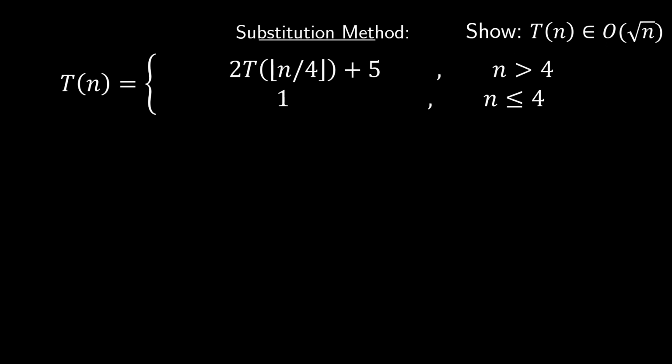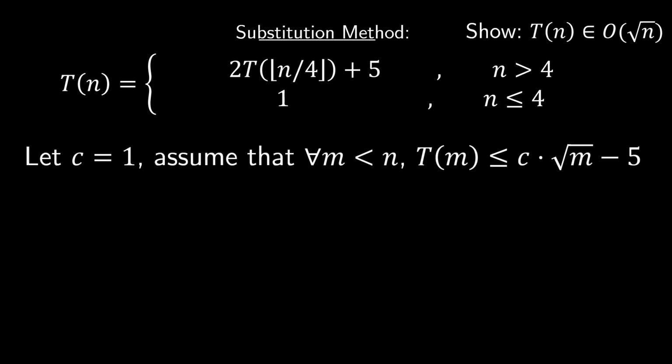Okay, so now that we've mentioned that at the very least, let's go through two more examples, right? So this time around, let's say I have this recurrence where we make two recursive calls to n over 4 and we add 5 to it. Again, I'm going to write this down with C as a multiplier of 1, and I'm going to assume that T(m) is less than or equal to C times square root of m minus 5, right? So let's see how this works.